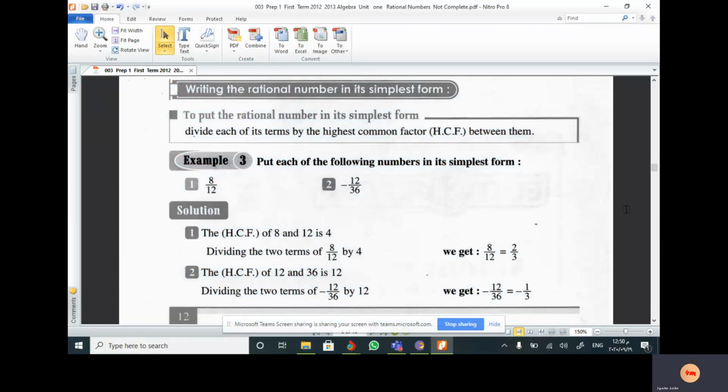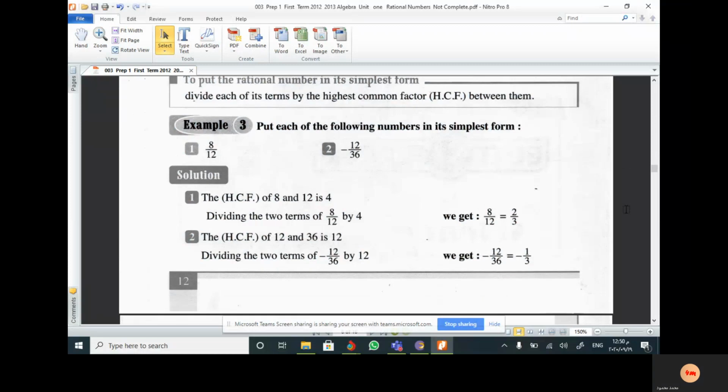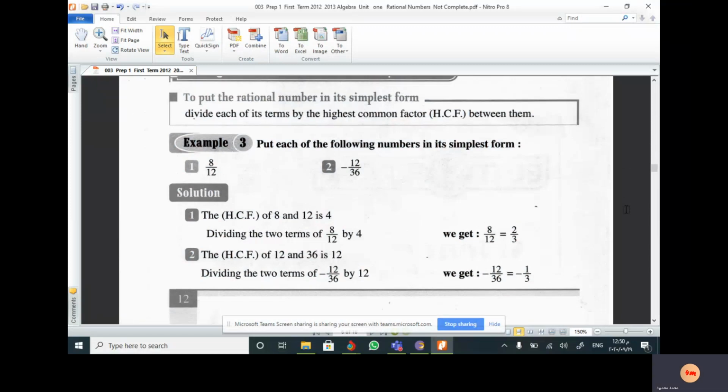Writing the rational number in the simplest form. To get the simplest form of a rational number, you can divide the two terms by the highest common factor. Like this example. Put each of the following in simplest form: 8 over 12. The highest common factor of 8 and 12 is 4. If you divide 8 and 12 by 4, you will get the simplest form. 8 divided by 4 is 2, and 12 divided by 4 is 3.